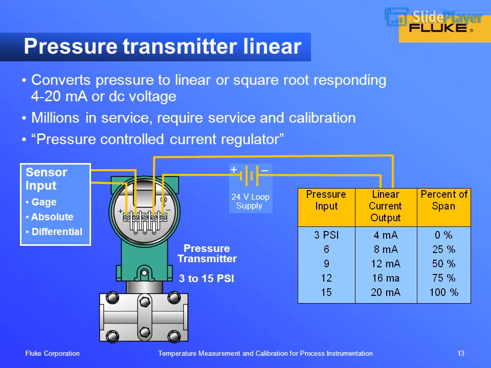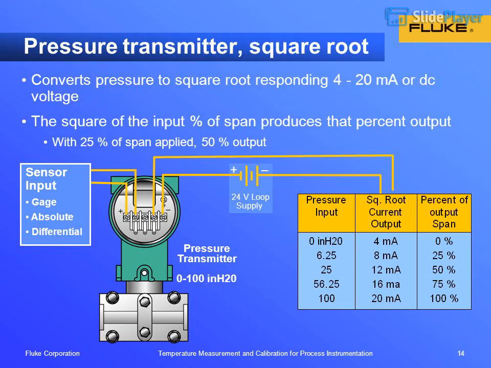Pressure transmitter, linear. Converts pressure to a linear or square root responding 4 to 20 mA or DC voltage. Millions are in service and require service and calibration. A pressure controlled current regulator has sensor input for gauge, absolute or differential, and a 24V loop supply. Also 3 to 15 psi.